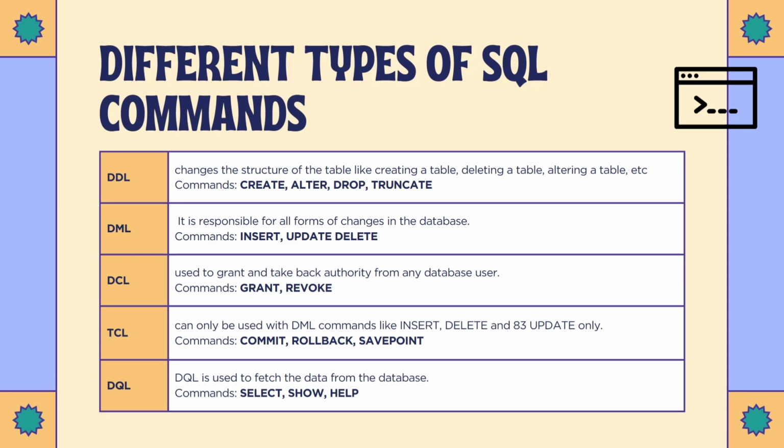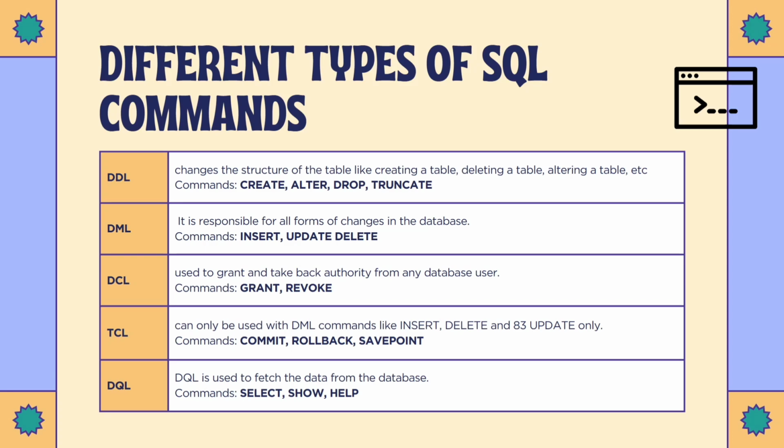Drop deletes the whole table or the whole database. Delete deletes only specific information stored inside the table. When we use the drop command, it deletes the whole table along with the structure. If we delete information, just the particular information gets deleted, but the table will still be there. After that comes DCL. It is used to take back authority from a database user.